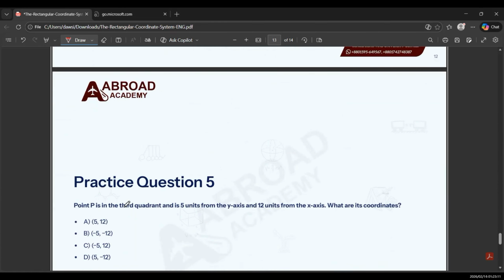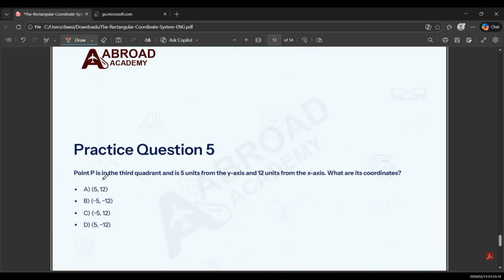Next, let's move to our next slide. It's practice question 5. Point P is in the third quadrant and is 5 units from the y-axis and 12 units from the x-axis. What are the coordinates? They just said which quadrant: P is in the third quadrant. This is the first, this is the second, this is the third, and this is the fourth.